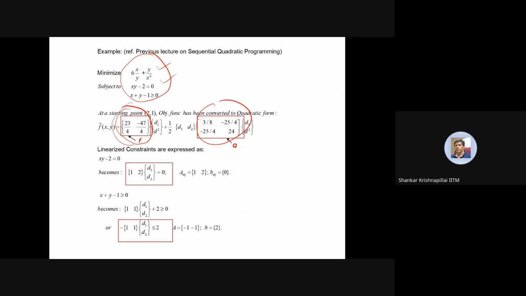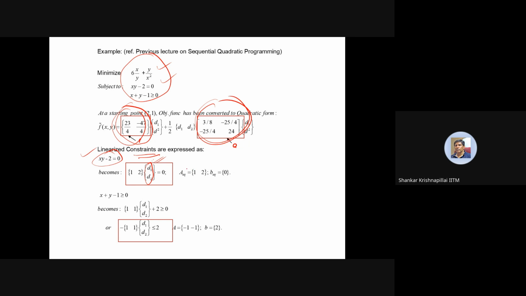So this F matrix and Q matrix we are calculating anyway. Okay, then the constraints have to be converted to linear form and then expressed in the D1, D2 form. Okay, so this xy minus 2 is the equality constraint. In the non-linear form, it is converted to the D1, D2 form after linearization.